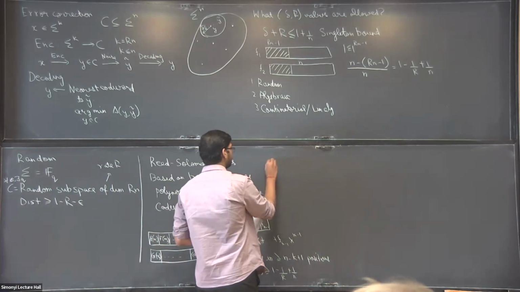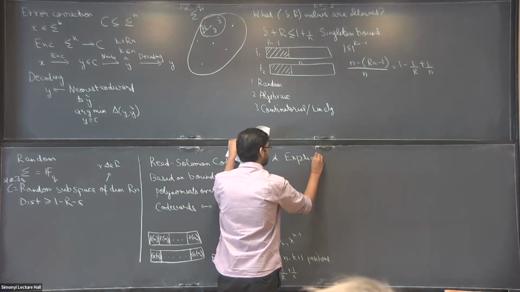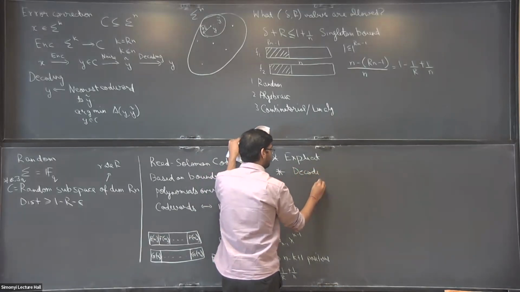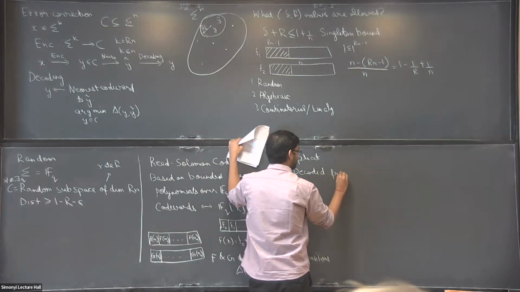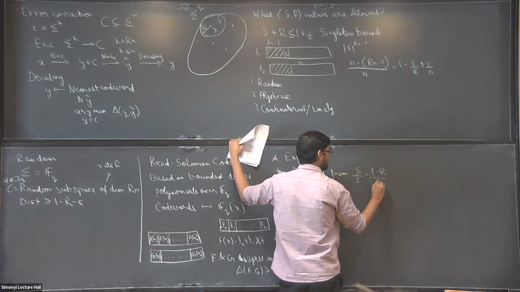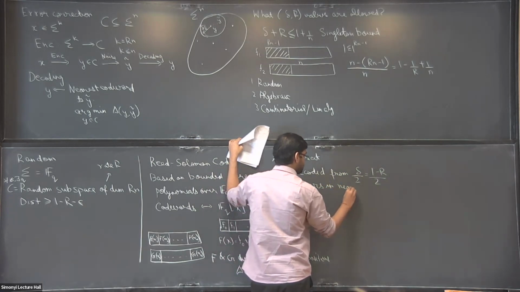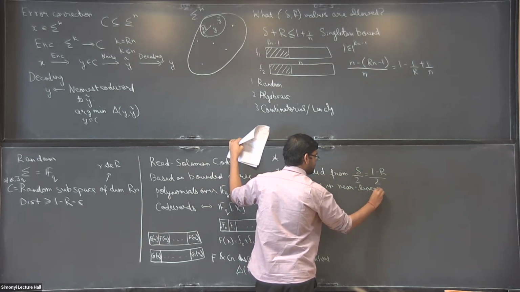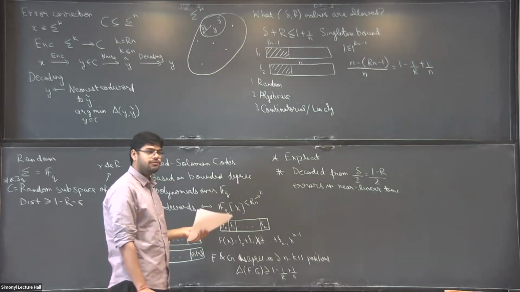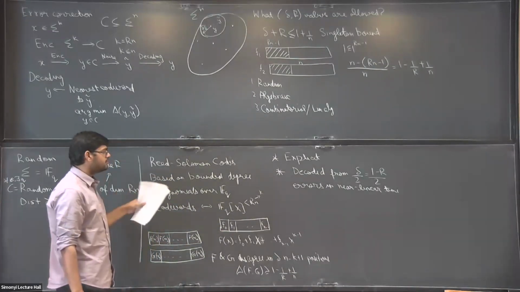So they also come with algorithms. Delta was the distance, which is 1 minus R. They can be decoded from half the distance in near linear time. So as for the error correction task, these are really good for that.